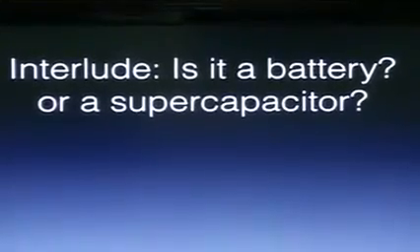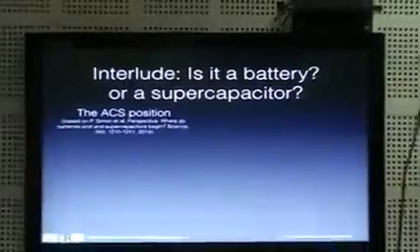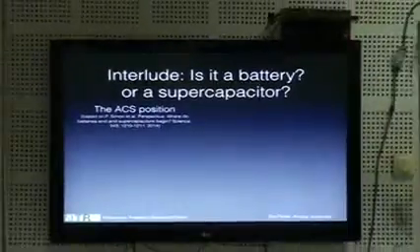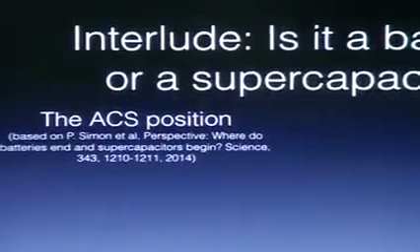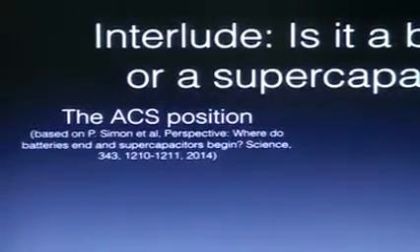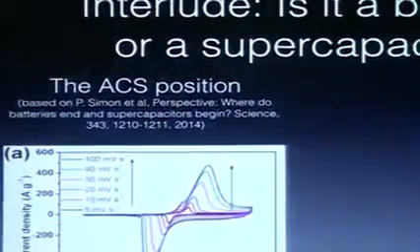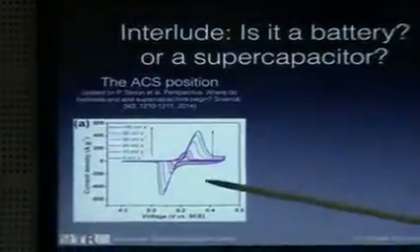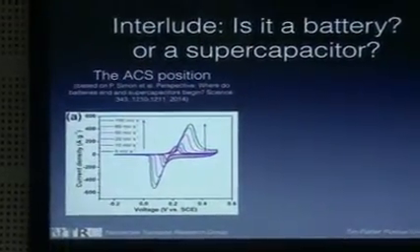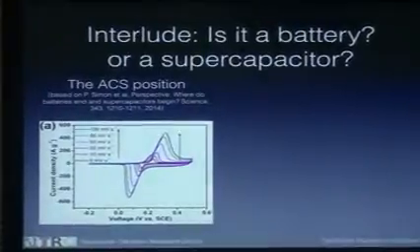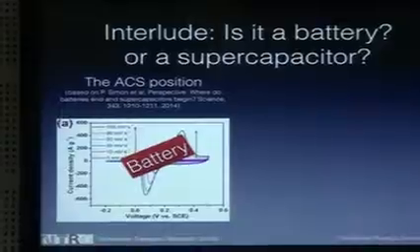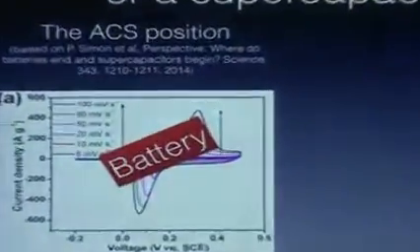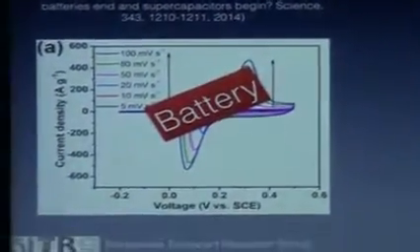Well, there's two schools of thought right now that I can tell. The American Chemical Society's position is summarized based on a paper that came out in Science last year, and the American Chemical Society looks at this CV curve, which is not nearly rectangular, and they say that this is a battery. It must be. This is what a battery looks like. This is what a battery CV curve looks like. Okay.